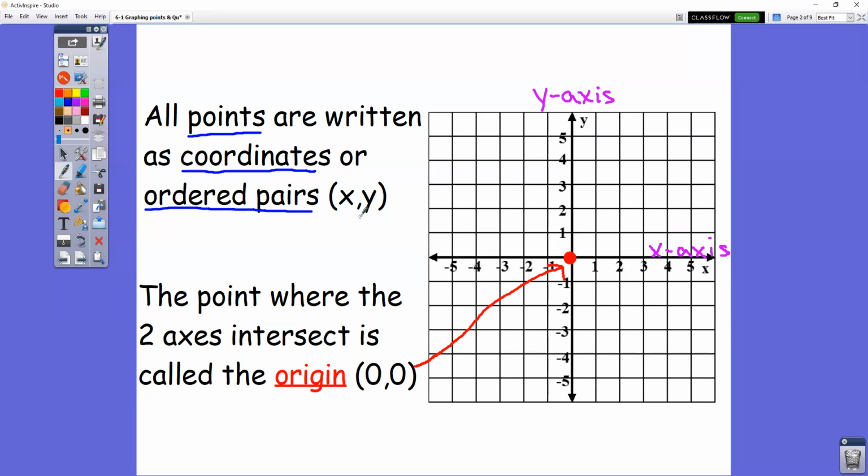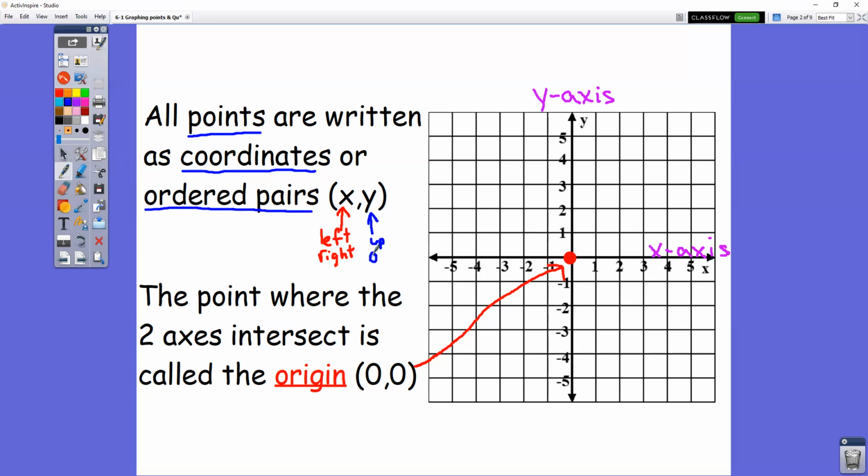Points, coordinates, and ordered pairs are all written (x, y). Notice that it's inside parentheses and with a comma. On the state test, they are very, very picky about that notation with the parentheses and the comma. When we go to write a point, the x value is how many places you go left or right, depending on whether it's negative or positive. And the y value is how many places you go up or down.